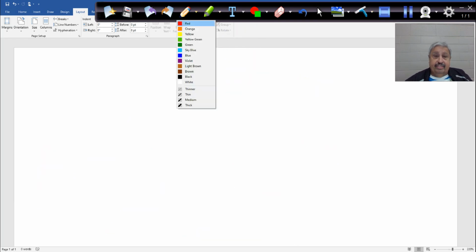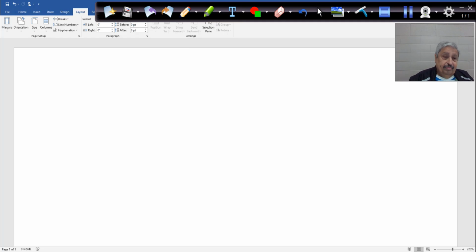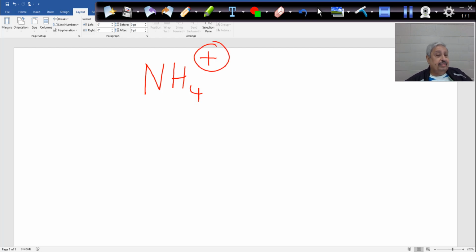So here it is. Let's look at ammonium. If I have a positive charge, it means what? You have lost 1 electron. Positive charge means this is called the ammonium ion. Ammonium ion is a cation, correct? It's positive. It's a cation.